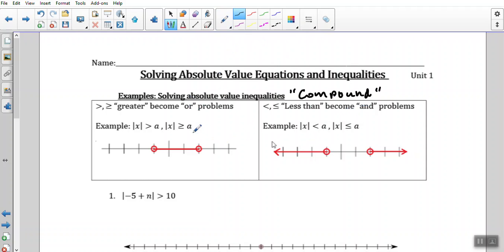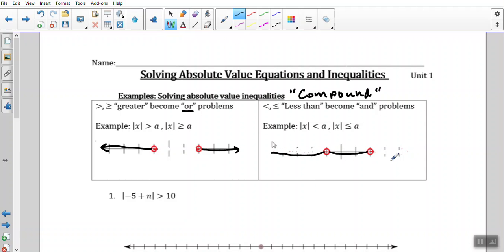And I did make a mistake on this sheet. Remember that an OR problem doesn't get graphed like this. It actually goes the other way. So I'm going to fix this graph here, okay? It would look something like this. Okay, an OR problem would get graphed on either side. Okay, and then your AND problem gets graphed in the middle. Okay, sorry about that. If you want to make those corrections in your notes, that would be good.